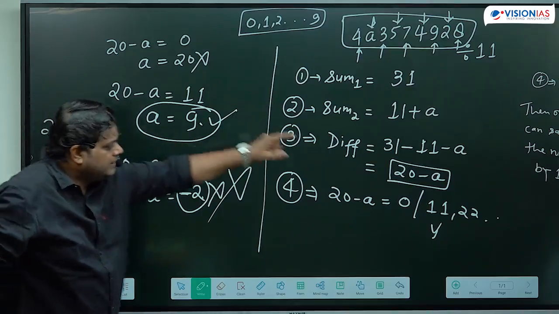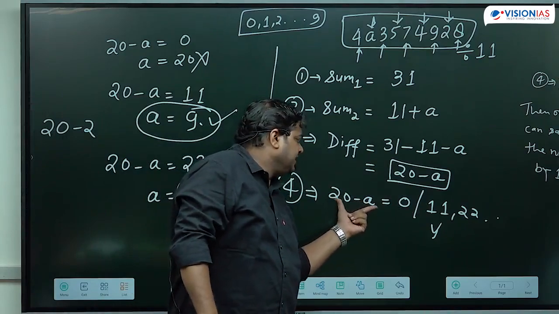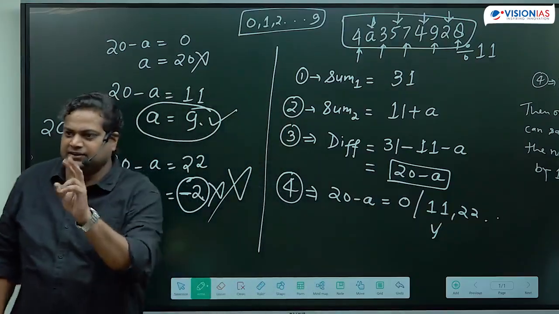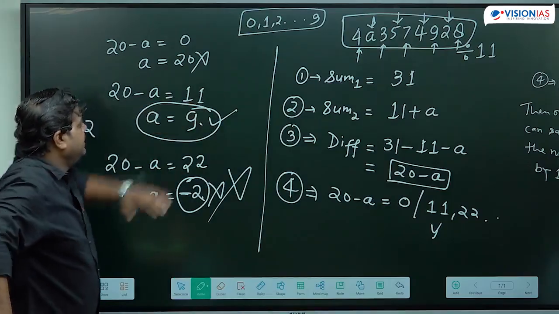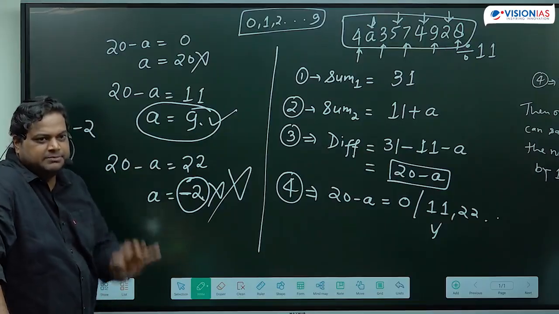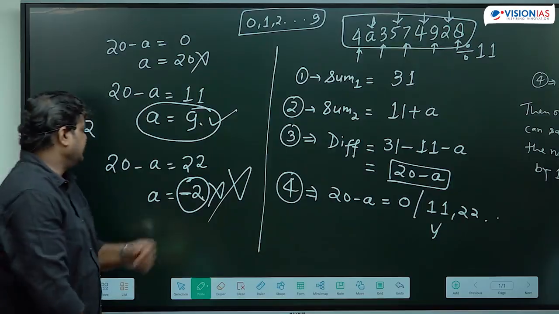Then we'll check for second possibility कि maybe this 20 minus a, this difference is equal to 11. We can check for the second possibility. If 20 minus a is equal to 11, we are taking a key value we are getting 9. That means this can be our answer.